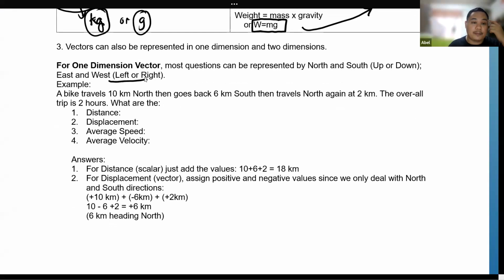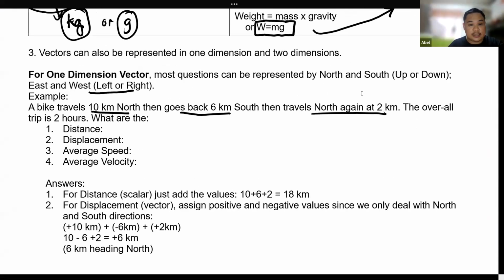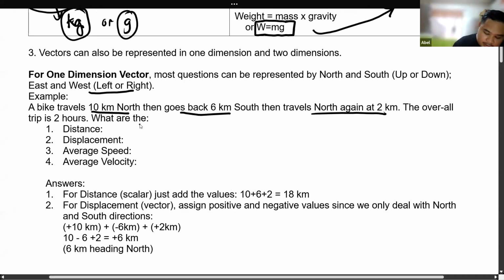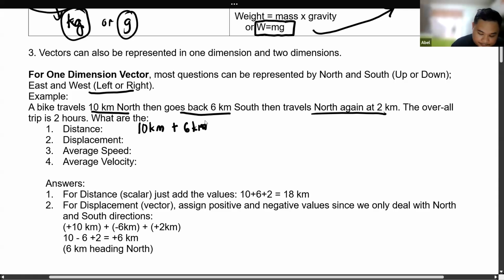So for example, a bike travels 10 kilometers north, then goes back 6 kilometers south, then travels north again 2 kilometers. The overall trip is 2 hours. What is the distance? When we ask for the distance, we simply add all the lengths: 10 kilometers plus 6 kilometers is 16, plus 2 kilometers, and the overall would be 18 kilometers. So that would be the distance.